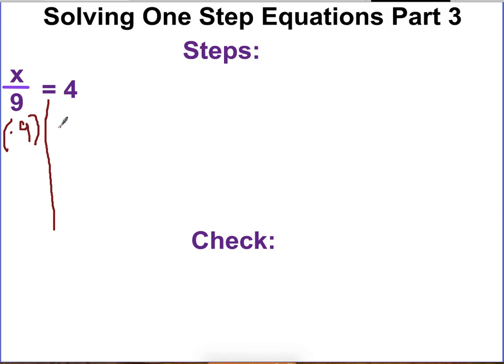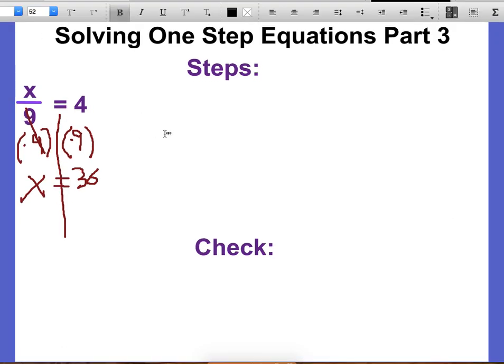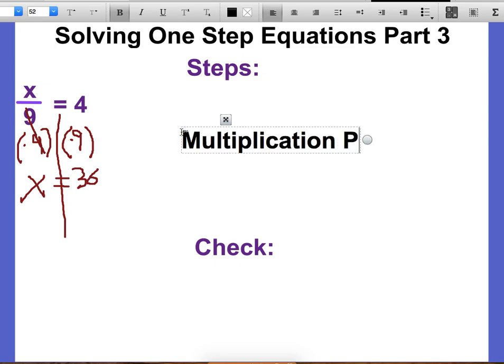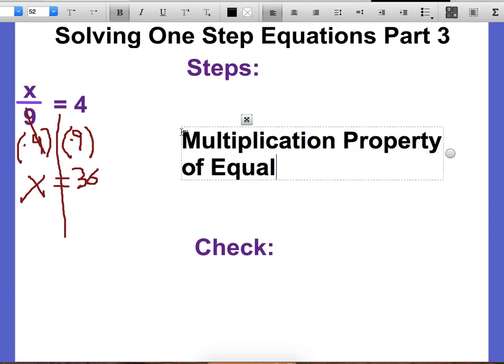And remember that a dot like that can mean multiplication. It's a raised dot, it's not where a decimal would be. So this times 9, these are inverses, so we just have x. 4 times 9 is 36. And what step did we do there? We're going to write that we used the multiplication property of equality.